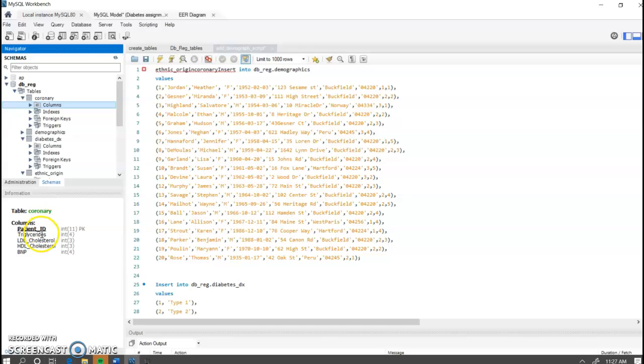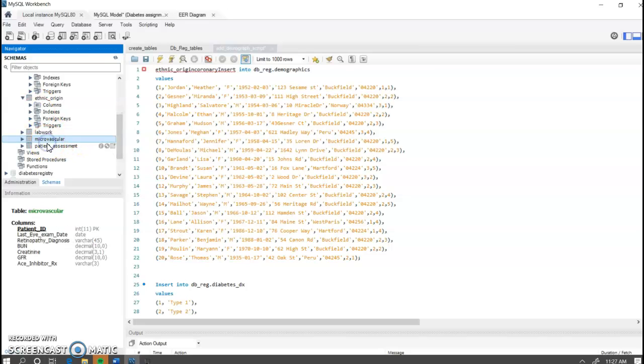I have my triglycerides, LDL cholesterol, or low density cholesterol, or my bad cholesterol, and my high density lipids, or my good cholesterol. And then I have my BNP, or B-type natriuretic peptide, which measures the level of heart failure. Again, keeping an eye on heart health in general. All of those are whole numbers, because that's how the lab values are. And that's really all my tables.